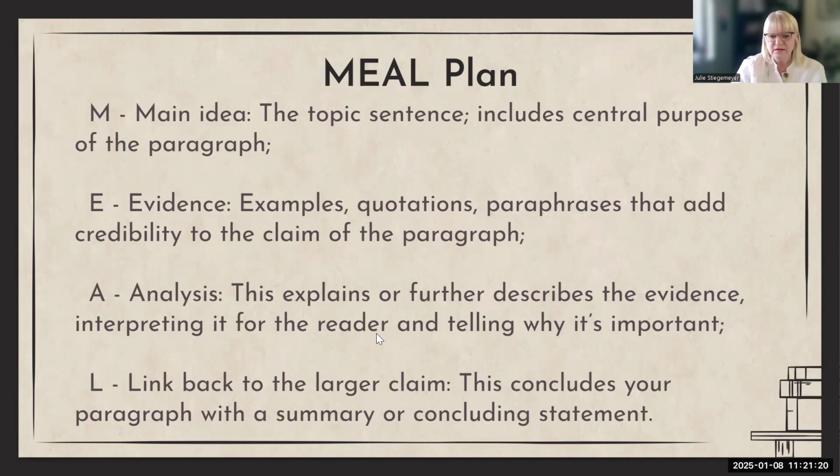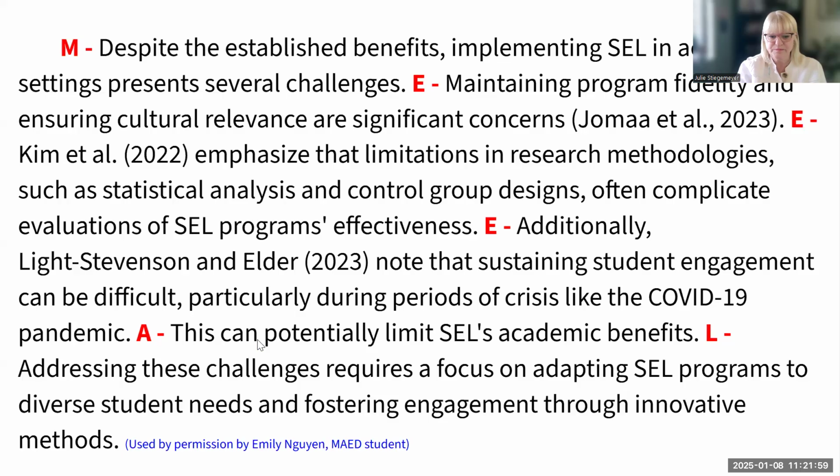The analysis is not an opinion. It's not you telling your opinion about the research, but rather it's interpreting it and re-explaining it to the reader. So you might have a sentence about the research, and then the next sentence says, this research demonstrates that blah, blah, blah, or these 2 researchers agree on whatever. So that's sometimes how that looks. And then the link usually is a kind of concluding sentence, but it can be combined sometimes with this analysis.